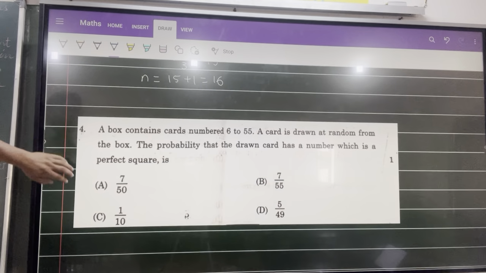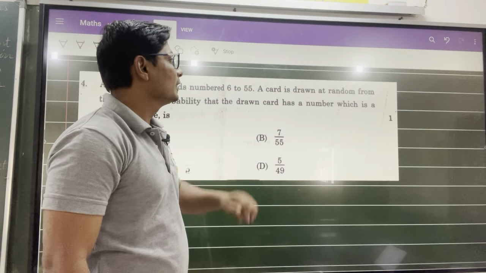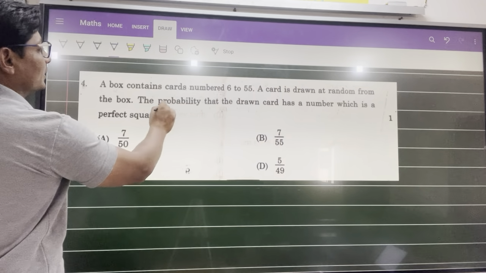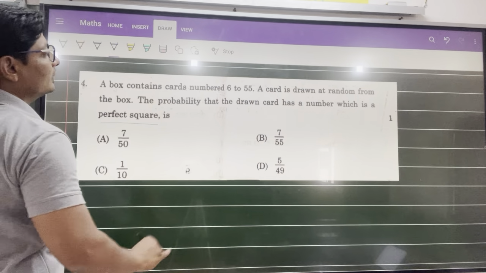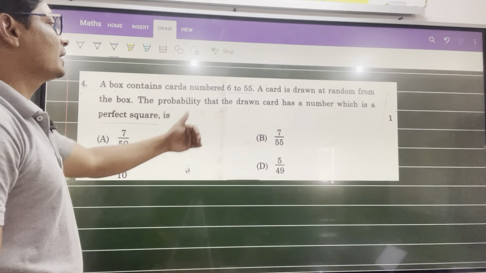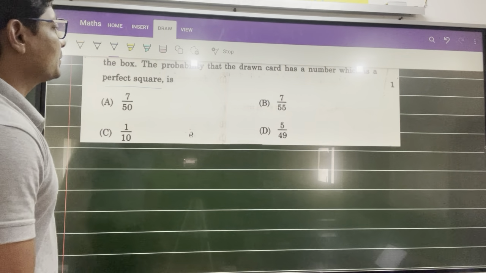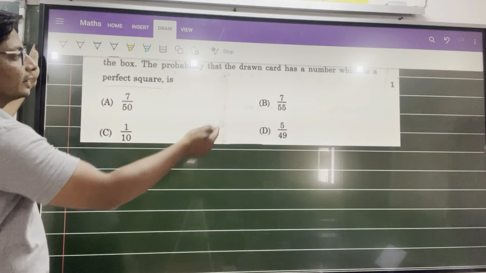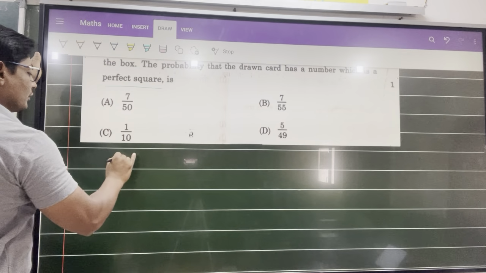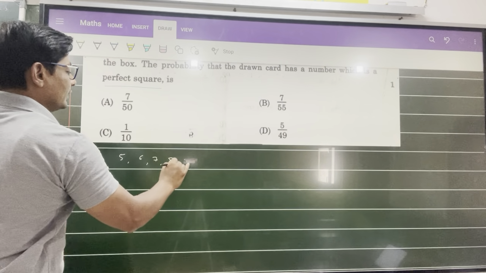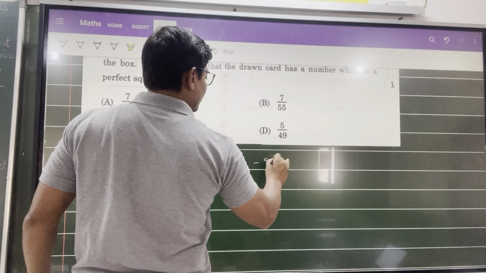Okay, now let us look at the fourth question. It says that a box contains cards numbered 6 to 55. A card is drawn at random from the box. The probability that the drawn card has a number which is a perfect square. So it is perfect square and card numbers are from 6 to 55. Okay, so therefore we have to obtain the probability of the perfect square number drawn from that box containing the cards. So here in the box we have the cards starting from 6, 7, 8, 9, 10 and so on, 11 onwards up to 55.